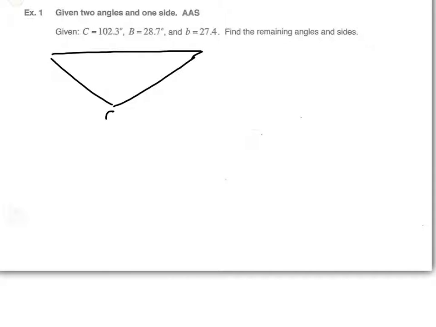And so they gave me my obtuse angle is angle C, so I'll put that there. It doesn't really matter where you put B or the other angle, A. So I'm going to put B and A here. So then labeling what they've given you. Angle C is 102.3 degrees. It's important that you draw a sketch of the triangle so that you can see what you have and what you still need to get. And then angle B is 28.7.